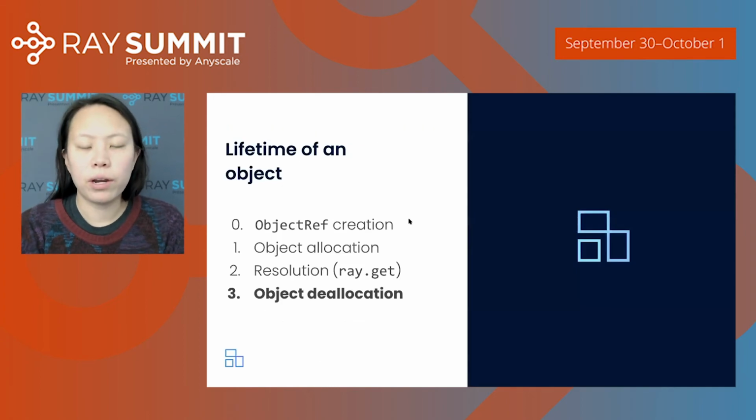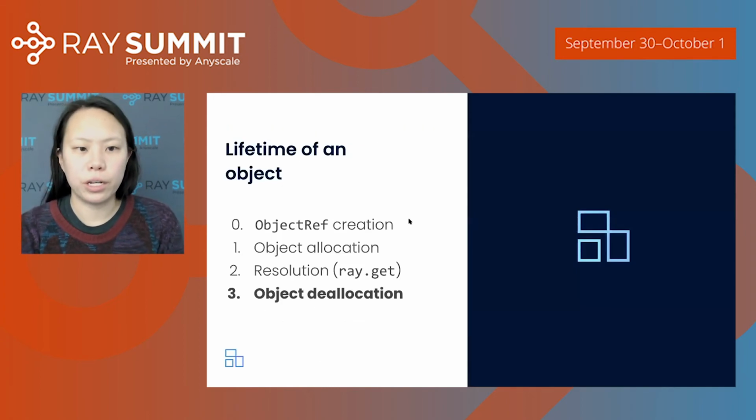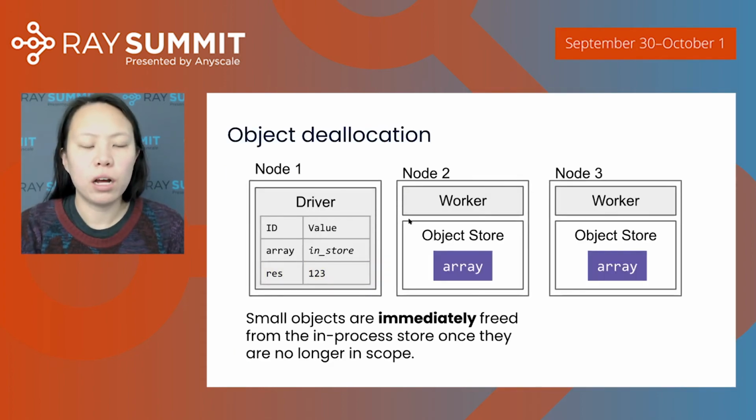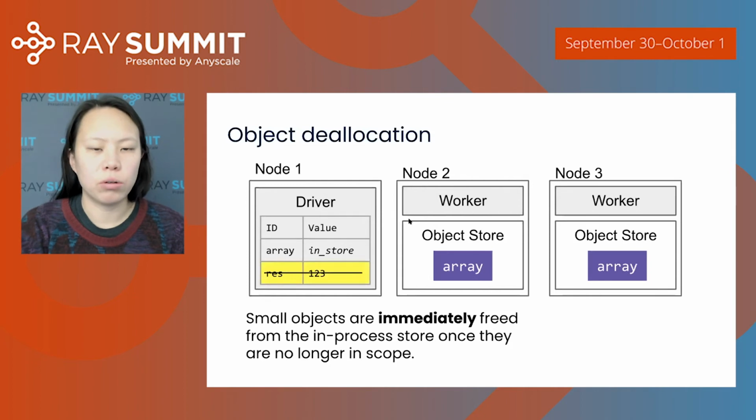Okay, so now that we've created all of these objects, how do we actually get rid of them? That makes it easy to free small objects quickly. So once the driver sees that the resulting object ref has gone out of scope, it just erases the entry from its local metadata.